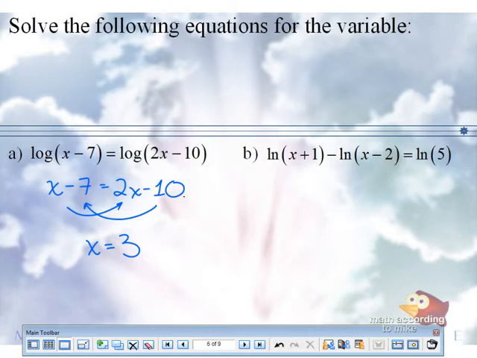Do you want the good news or the bad news? Bad news. When you're solving an exponential equation, you really have nothing to worry about because the domain is all reals. However, when you're solving a logarithmic equation, the argument has to be positive. So if we put 3 back in, does that make our arguments positive? No. So if it doesn't, then it's not a solution. So what's our real answer? No solution.